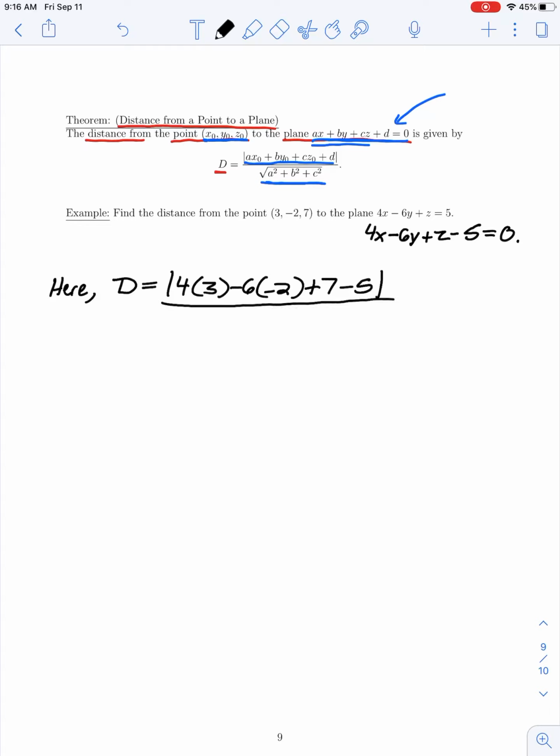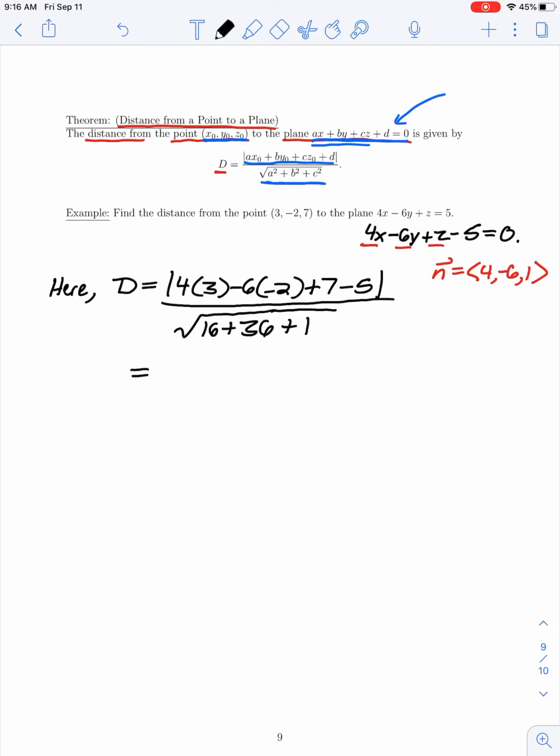And then we are dividing by the square root of the sum of the squares of these components of our normal vector. So here, looking at the equation of our plane, the normal vector would be the vector 4, negative 6, 1. And we're looking at the length of that normal vector, or its magnitude, which would be the square root of the sum of the squares of its components. So here, the square root of 16 plus 36 plus 1.